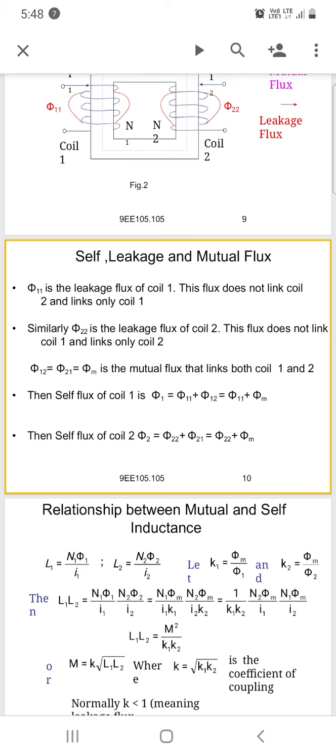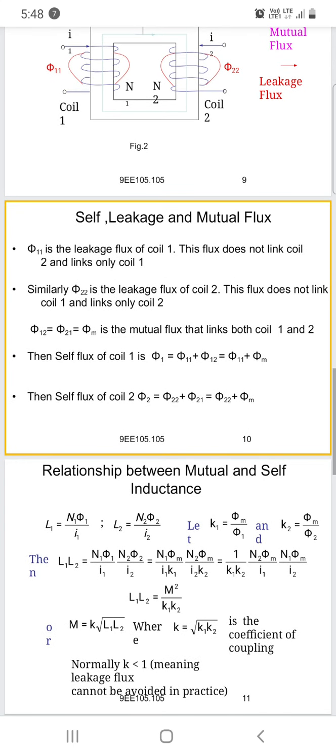That is phi 11. Similarly phi 22 is called the leakage flux of coil 2. This flux does not link with coil 1, and it links only coil 2.